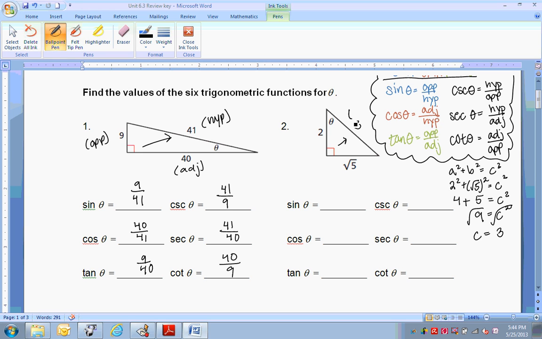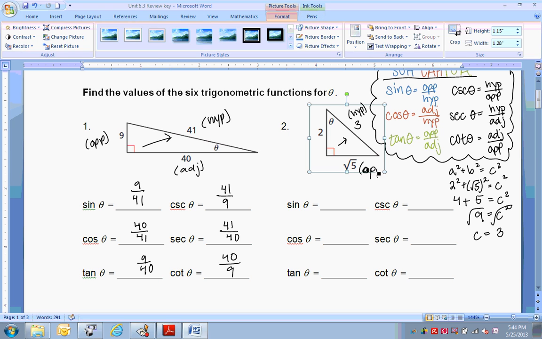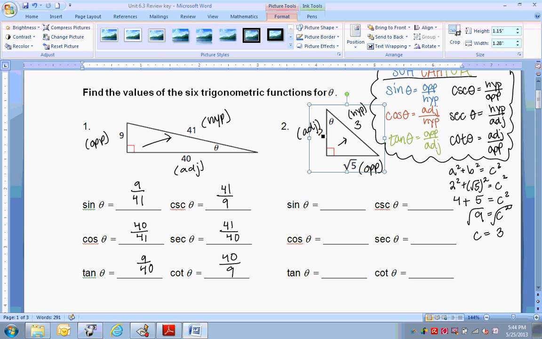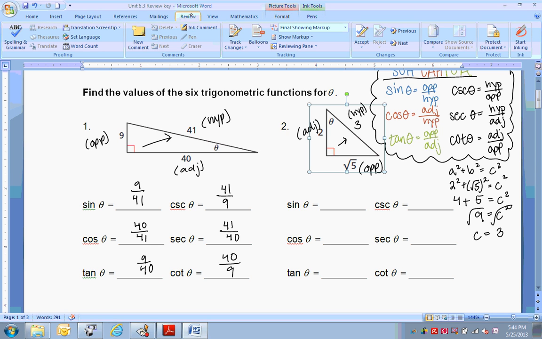Since this side is opposite our right angle, or across from our right angle, that's our hypotenuse. The side opposite of our theta is our opposite side. And the side next to our theta, but that's not our hypotenuse, is always our adjacent. So, let's go ahead and get started on what these things mean.